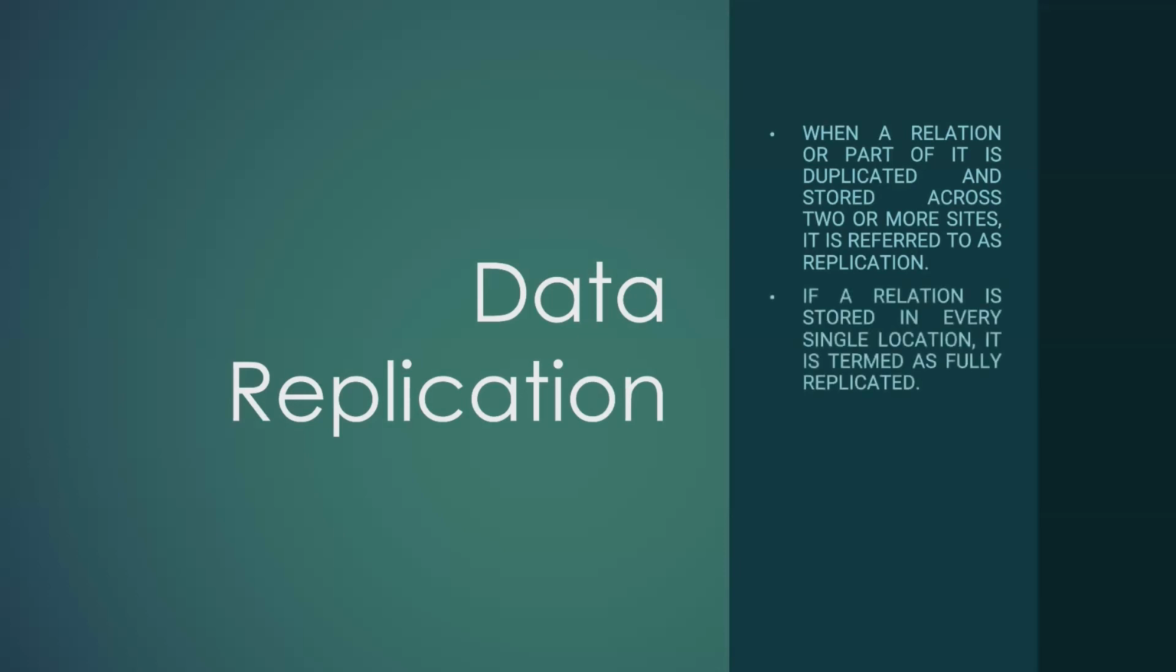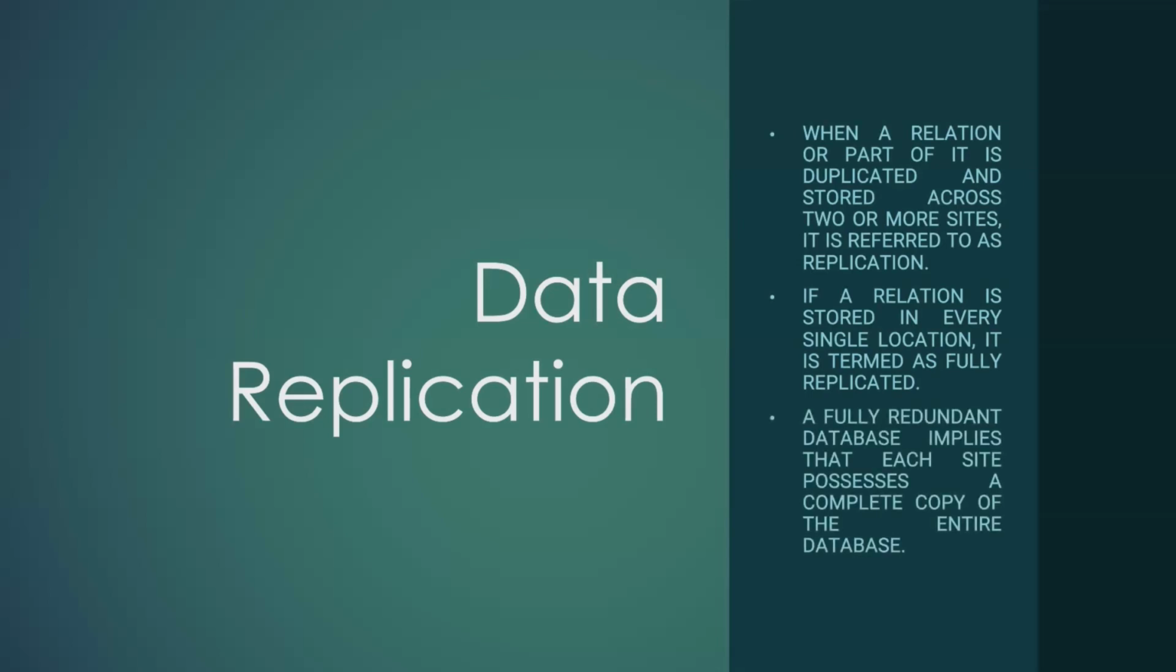And fully replicated. This means if a relation is stored in every single location, it is termed as fully replicated. We can explain it like this: imagine having a complete collection of books in different libraries. Each library has all the books, so if one library loses some book, you can still find the same book in the other library. Similarly, in a fully redundant database, if one location has a problem or loses some data, other places have the same complete set of information, ensuring that the data is always available somewhere.